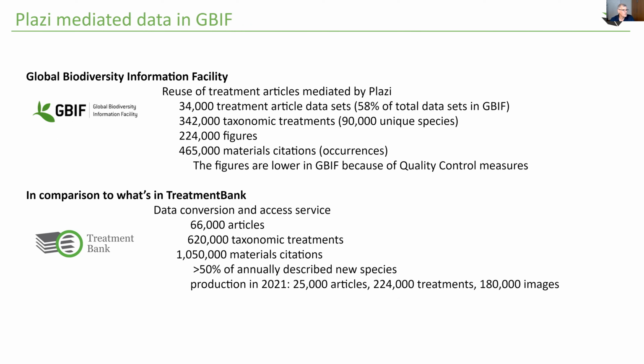If you compare what we have in TreatmentBank with GBIF, you see that there are 34,000 treatment article datasets in GBIF. It's about half of what we have. They have about half the taxonomic treatments and about half the material citations. So there's a big backlog on our side waiting to get into GBIF. You will see later why this is happening.